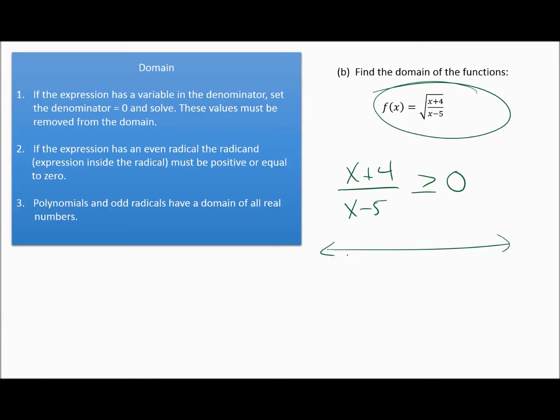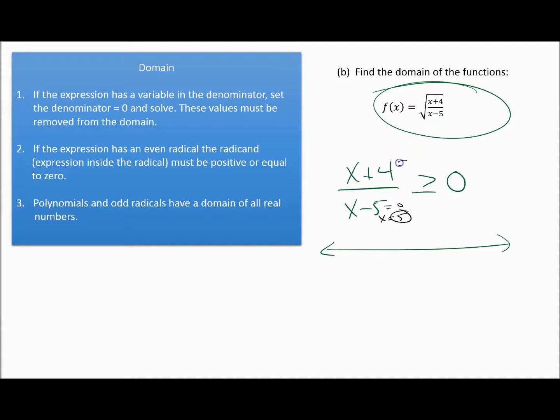Now, to do this, because it's an inequality, I need a number line to help me out. You cannot just solve this like this is an equals. That will not work, ever. The number line is the way to go. What goes on the number line are the values that make the denominator equal to 0. So you set x minus 5 equal to 0. That gives me x equals 5. So I need to put 5 on my number line.